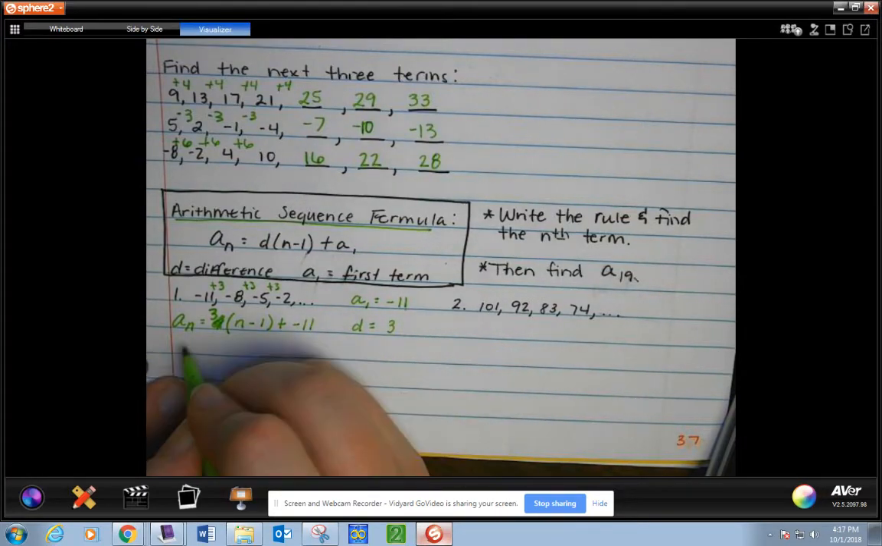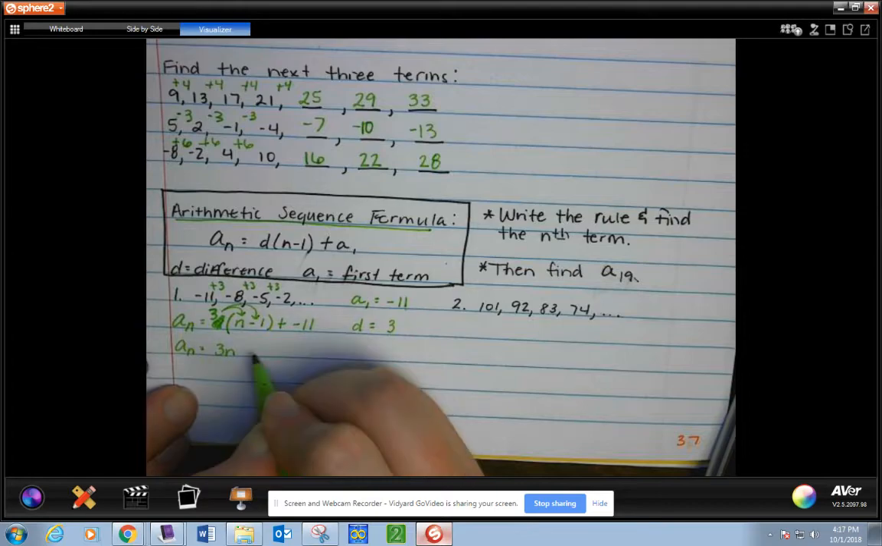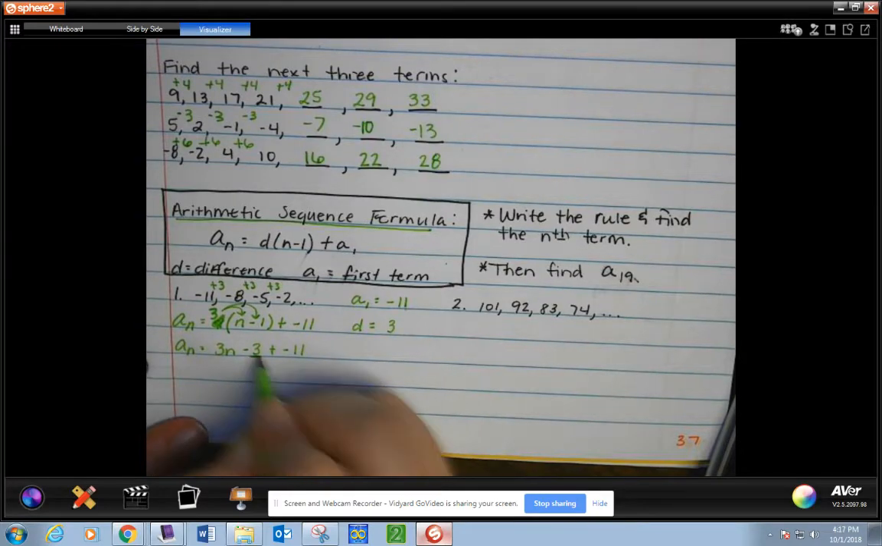Now, all you have to do is distribute and solve. So I'm going to keep A sub n. 3 times n is 3n. And 3 times negative 1 is negative 3. And I still have that plus negative 11. Now I combine my two terms that look alike. So I still have A sub n equals 3n, and negative 3 and negative 11 make negative 14.